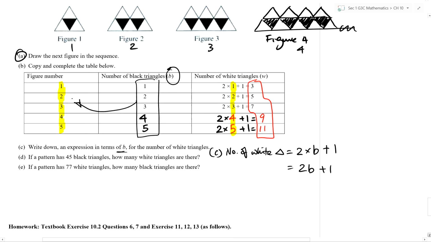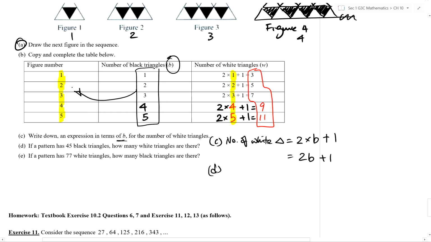So next, part D. If a pattern has 45 black triangles, 45 of them, how many white triangles are there? Now we know that 45 black triangles will correspond to the figure number. The B value is the same as the figure number. And this particular B value is highlighted over here in my formula. So, number of white triangles is going to be 2 times of 45 black triangles plus 1, resulting in 91.